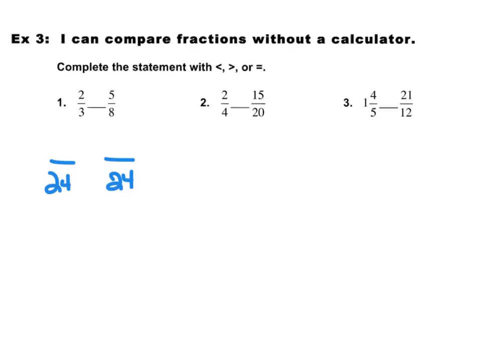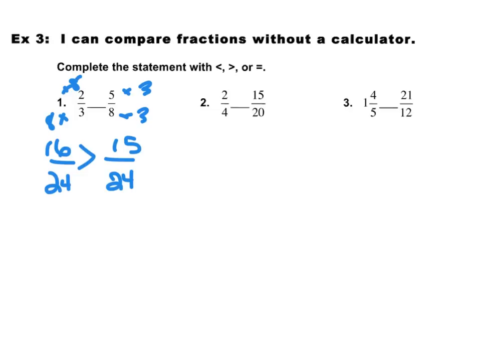So I take 3 and multiply by 8. Whatever I do on the bottom, I have to do on the top. So I'm going to have 16 all over 24. And now I multiply 8 by 3 and 5 by 3, and I'm going to get 15. Now that you've got a common denominator, you're able to tell which one is less than, greater than, or equal to. In this case, 16 all over 24 is greater than 15 all over 24.